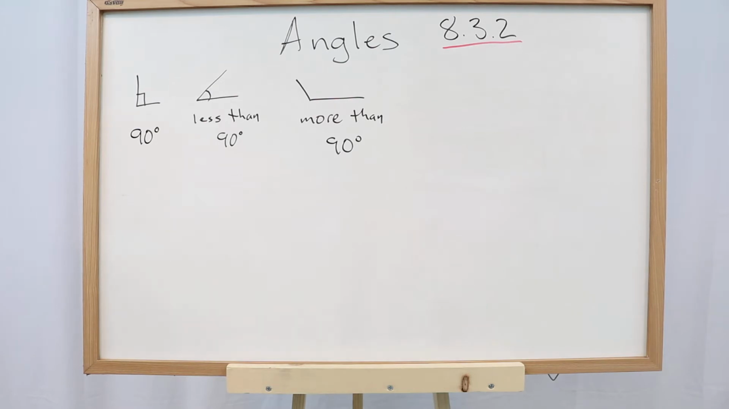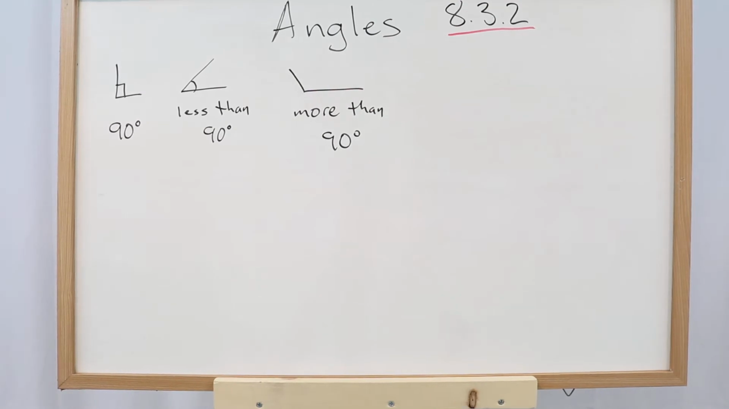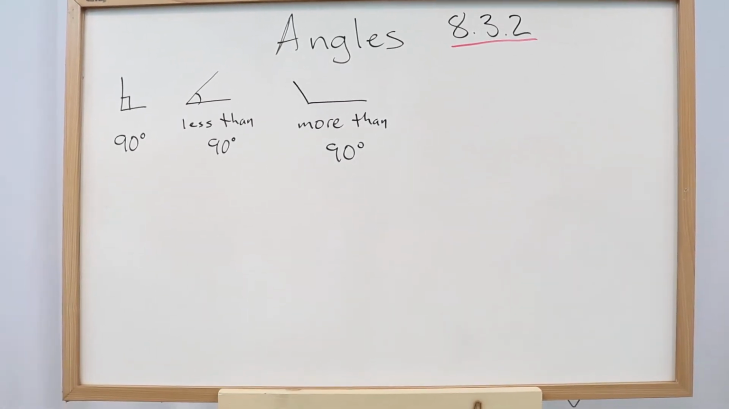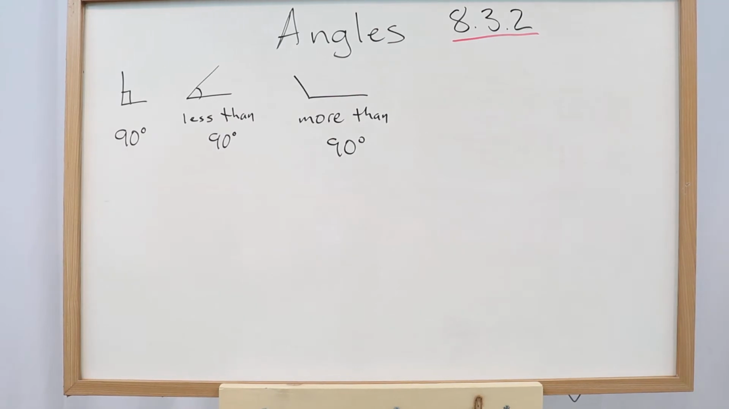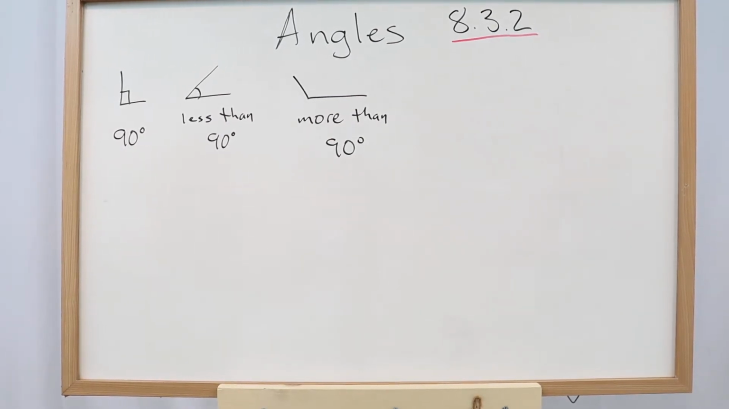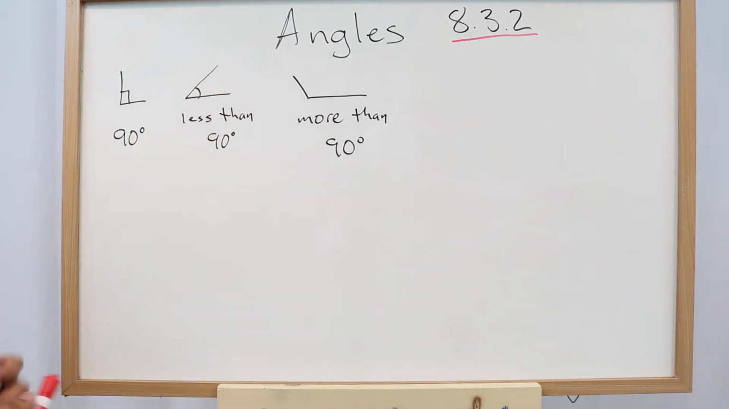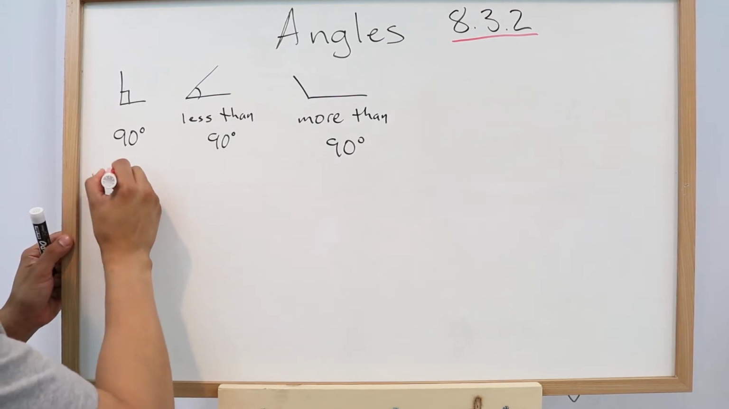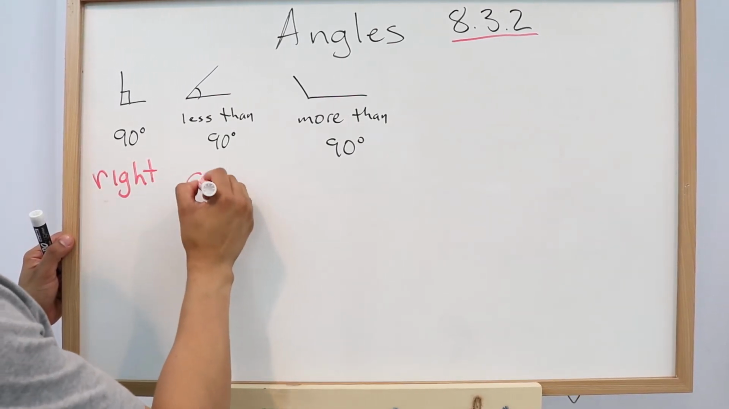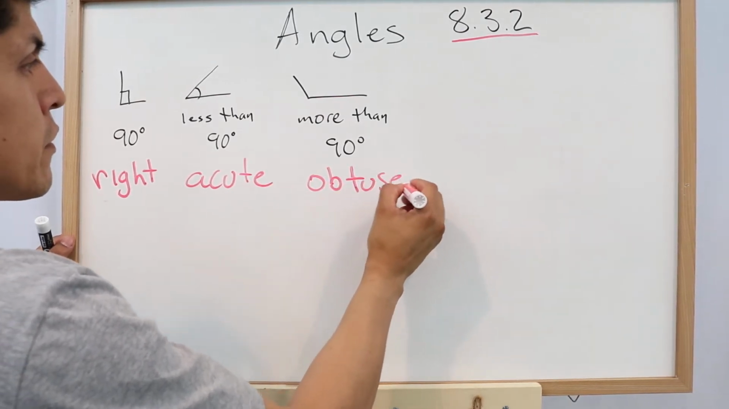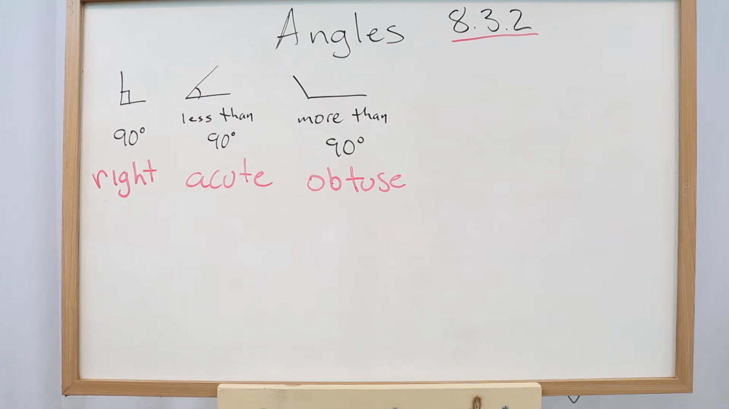Let me do a close-up. There we go. Okay, so those are the 3 types of angles that we have: acute angles, obtuse angles, and right angles. So this is right, acute. Please remember that, because that's information you're going to need.